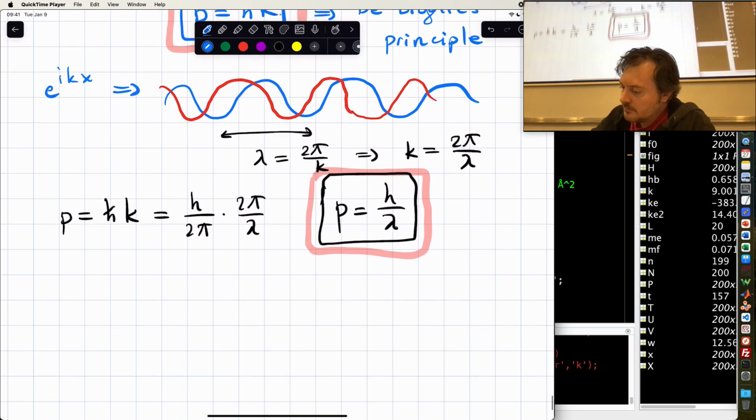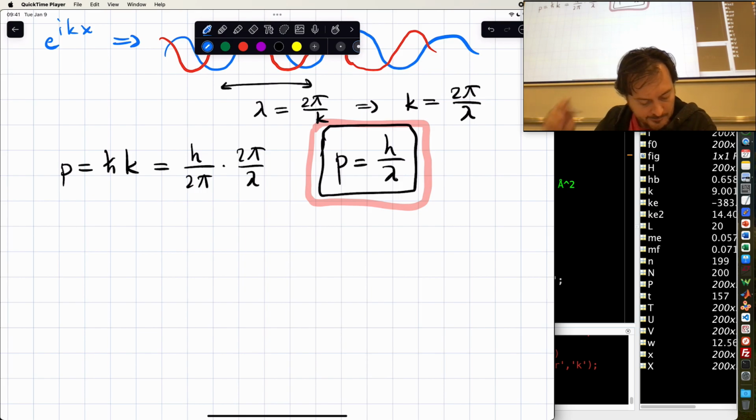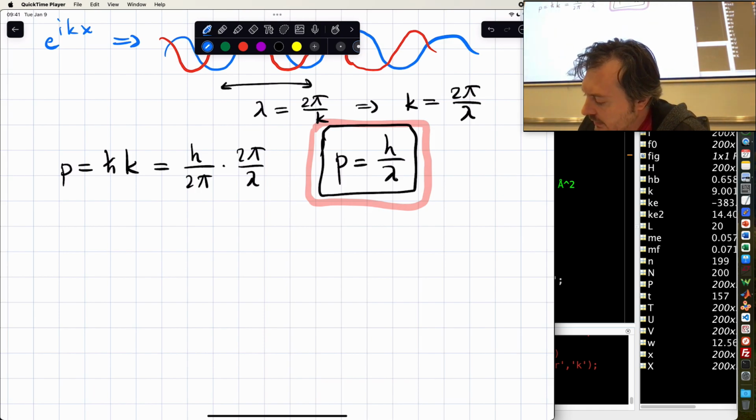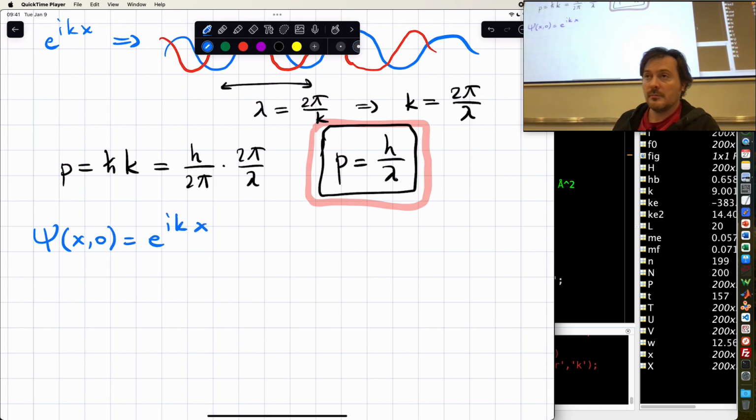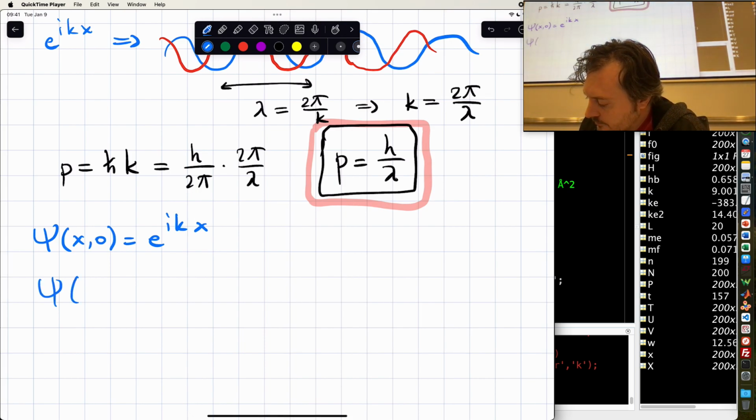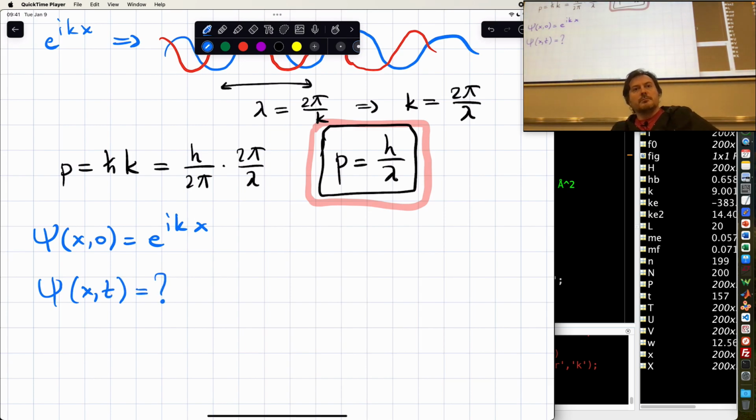So let's say I start with phi of x at 0 equals e to the i k x. What is phi of x and t? How would you find it? Do you remember how to find this? Anyone at all?